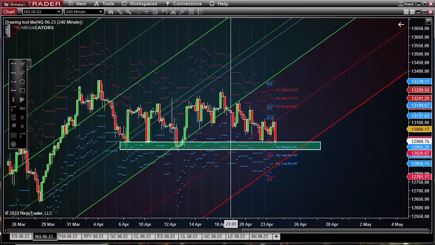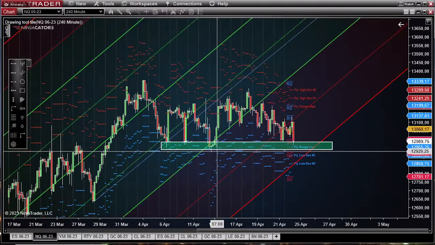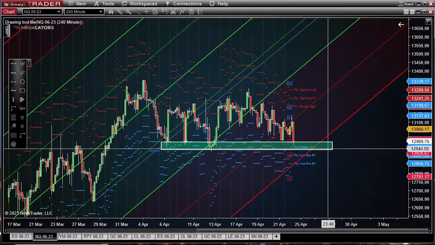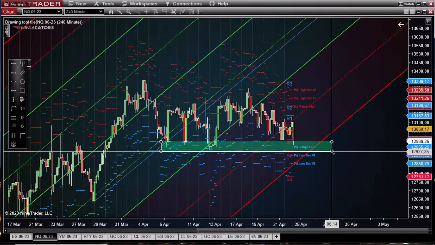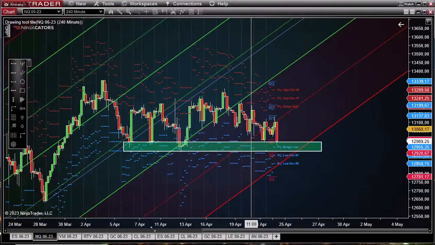And if we do see a break below this zone, I think the bottom side would be this previous low here, at the beginning of April, 12,923. Let me just update this zone. Then we could potentially see price, and I don't think that's going to happen today.